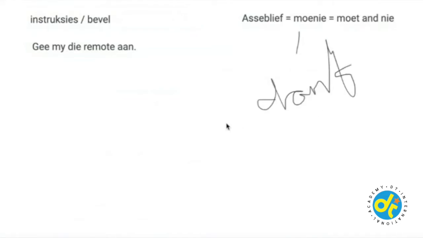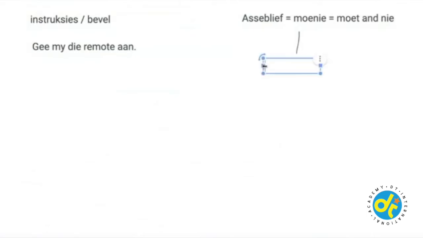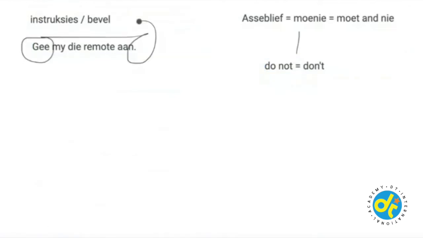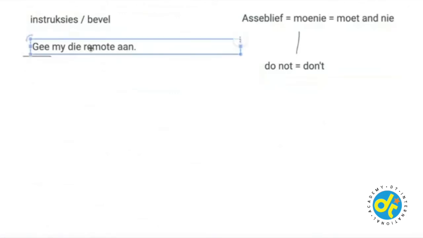Okay, don't. Do not is the equivalent of the moenie in Afrikaans. So if you see a sentence that starts with a verb and there's no question mark, that means it's an instruction. Give me the remote. Gee my die remote aan. First option, here moenie, my die remote aan gee nie.